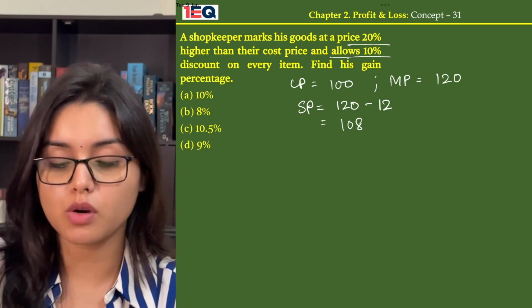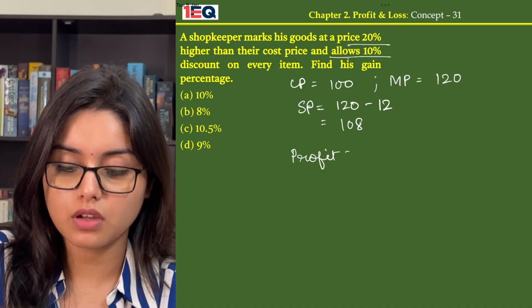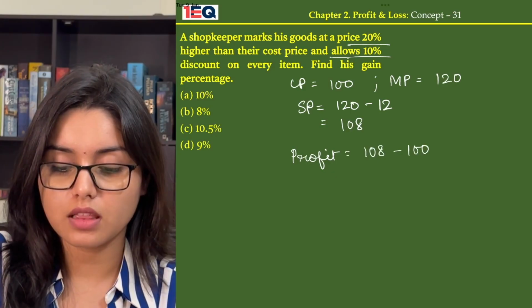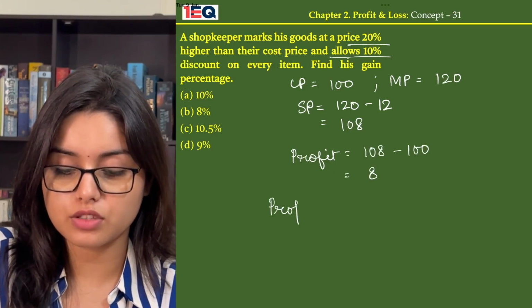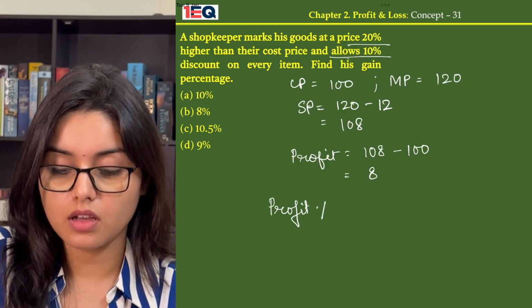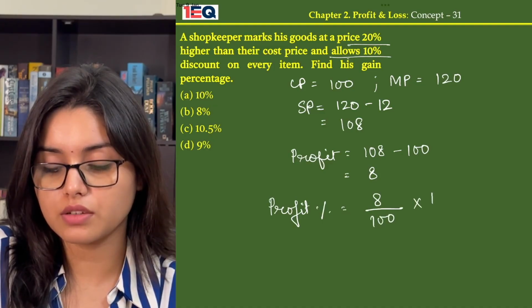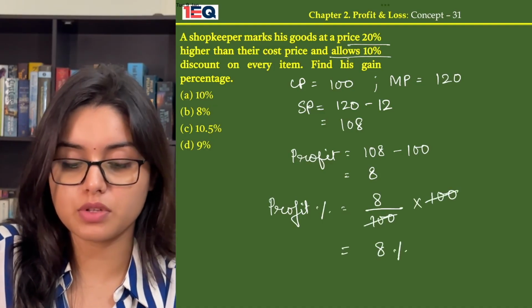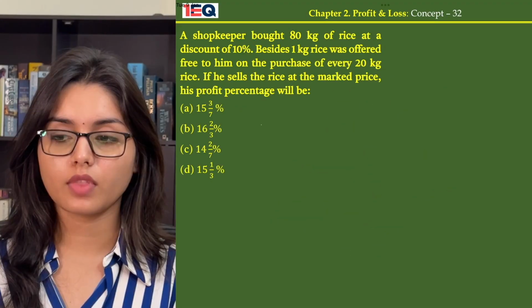So the profit amount becomes, profit is equal to 108 minus 100, that is 8 rupees, and profit percentage is equal to 8 by cost price into 100. So the profit percentage is 8%, and our answer to the question is option B.